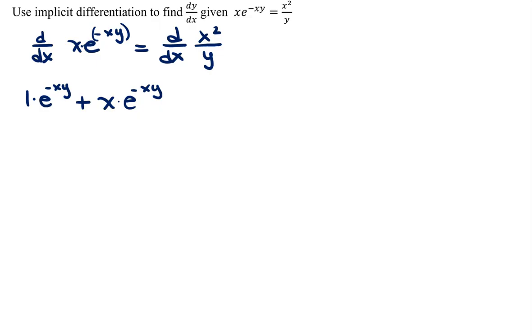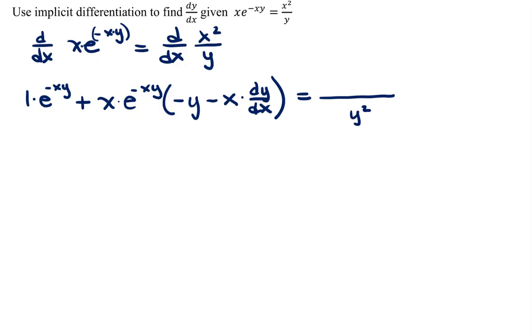The derivative of the inner is actually another product rule. I have negative x times y. So I'll need y times the derivative of negative x, which is negative 1. And then I'll have plus negative x, so I'm just going to write minus x, times the derivative of y, which I don't know, so I'll just write in a dy/dx. On the other side, I have a quotient, so I'm going to start with a y squared in the denominator. I will have a y times the derivative of x squared, which is 2x, minus an x squared times the derivative of y, which is a dy/dx, on the top.